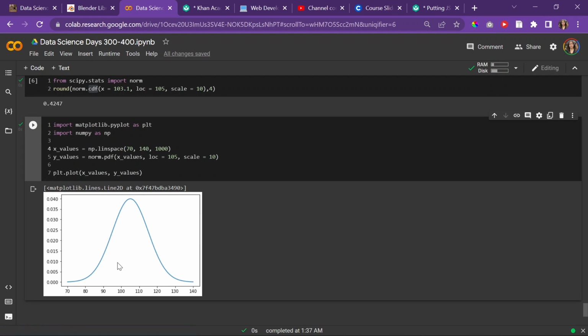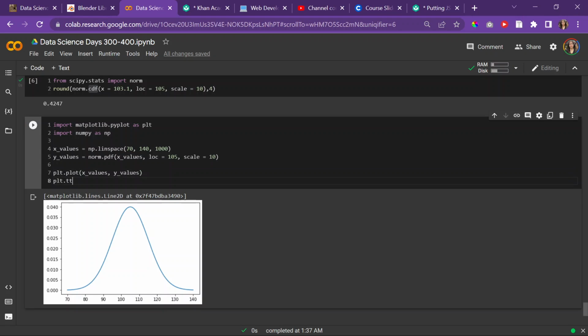All right, that looks a little bit better. So see, you could just play around until it looks normally distributed. Now I just like to always add a title because it looks nicer.